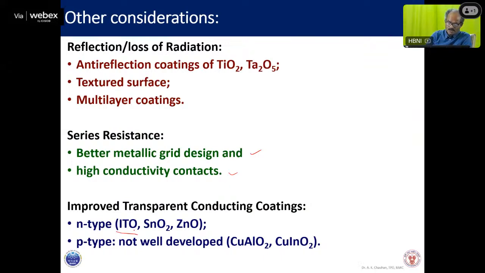N-type ITO, that is indium doped tin oxide, or pure tin oxide, zinc oxide also, then doped zinc oxide also, those are N-type TCOs. And P-type TCOs are actually not very well developed, and they are not commercially used. They are only used at laboratory scale when we are doing experiments, trying to understand how they work.